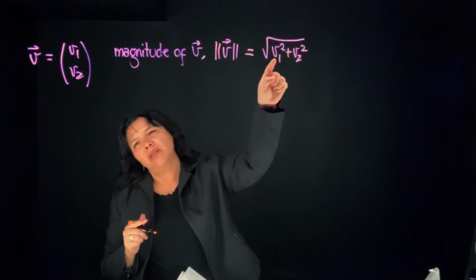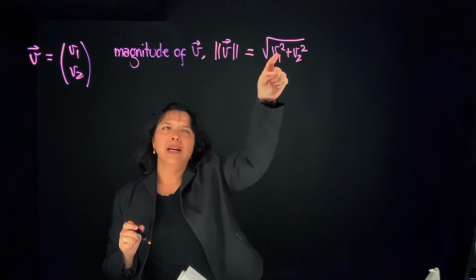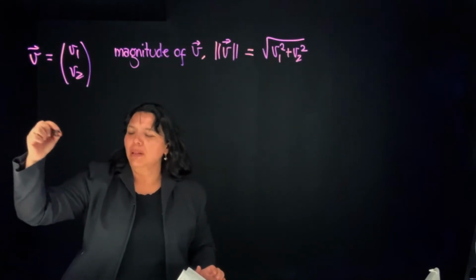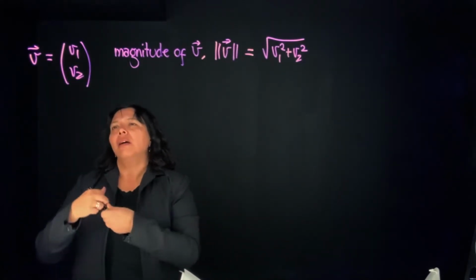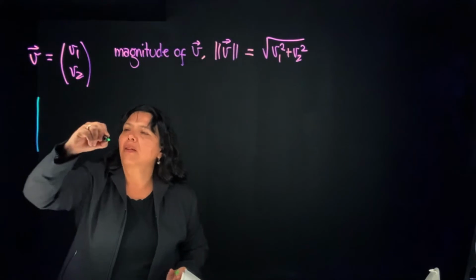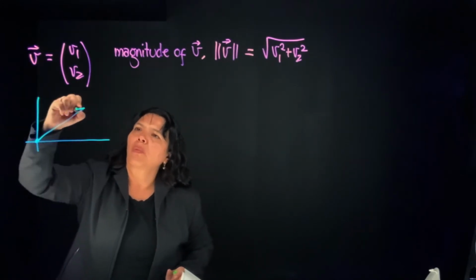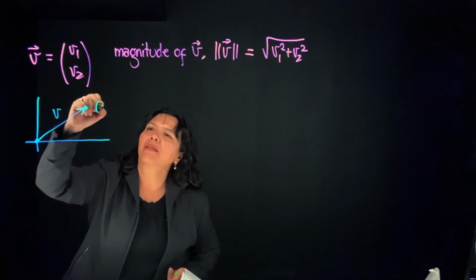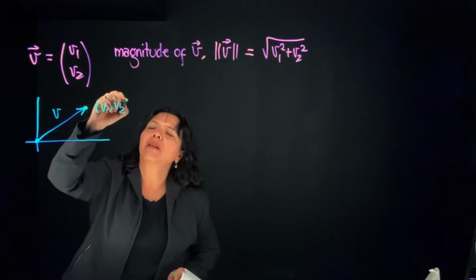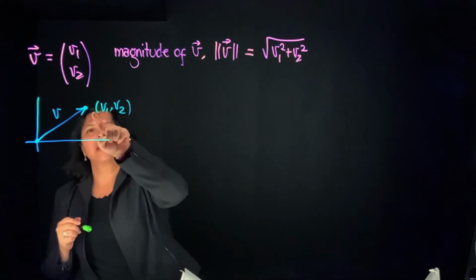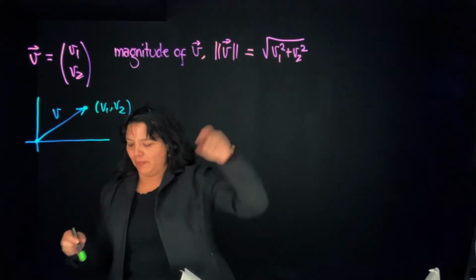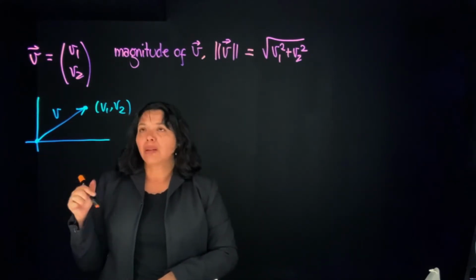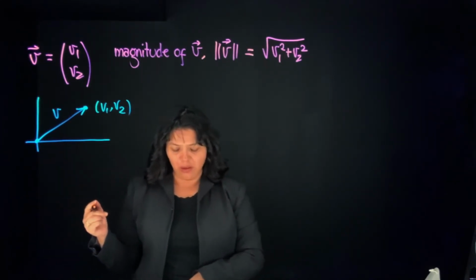This should remind you of the Pythagoras formula, and that totally makes sense because remember, these can be thought of as the coordinates of V starting on the origin. So if V ended up as V1, V2, this is just the formula of the distance from this point to the origin. So that should totally make sense to you. So let me give you an example of how we would use this one.